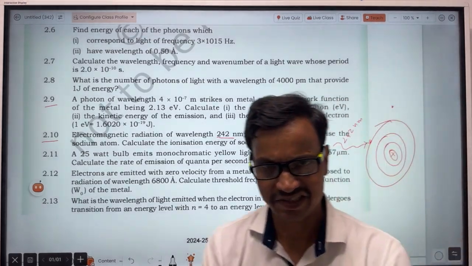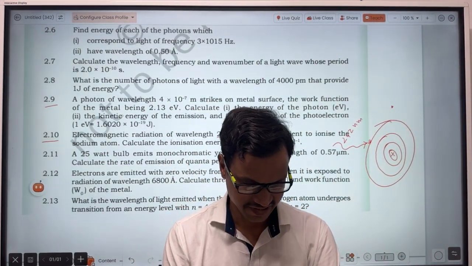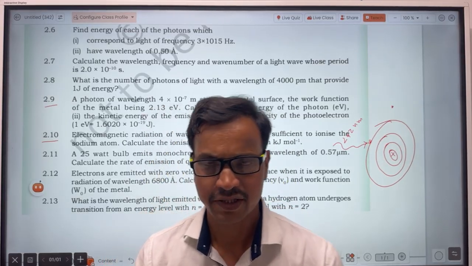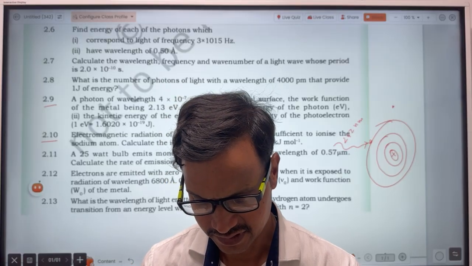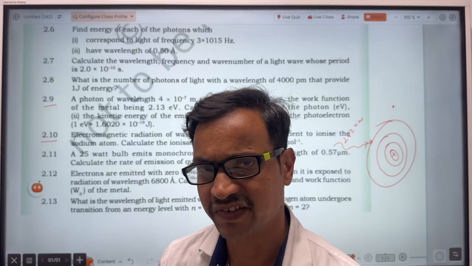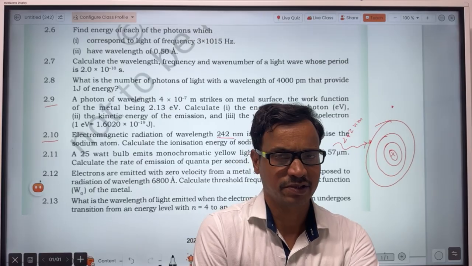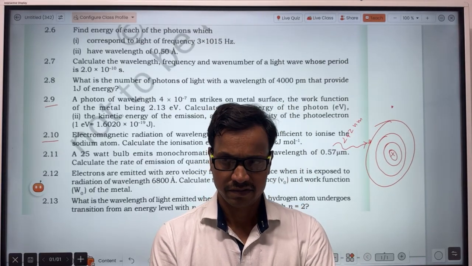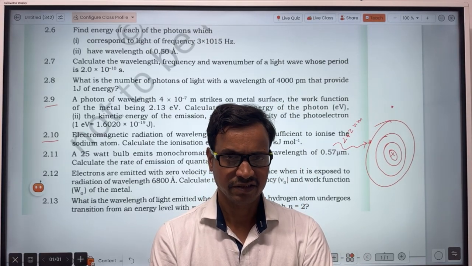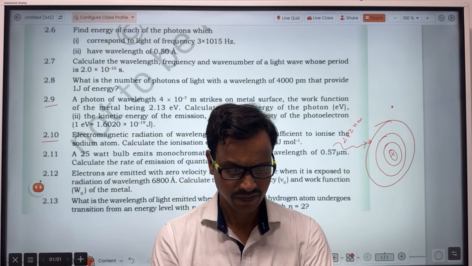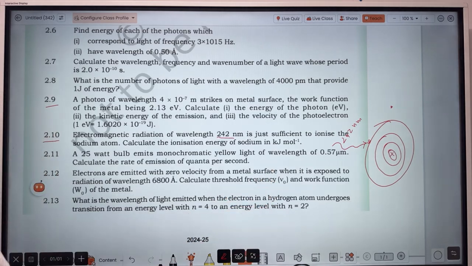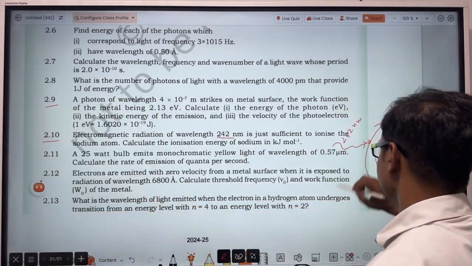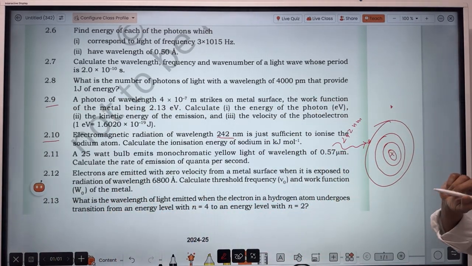So what is ionization energy? Ionization energy is the minimum amount of energy which must be supplied to an isolated gaseous atom to release an electron. So when a photon strikes here, you will have to calculate how much energy has been provided so that the electron has been released from there.